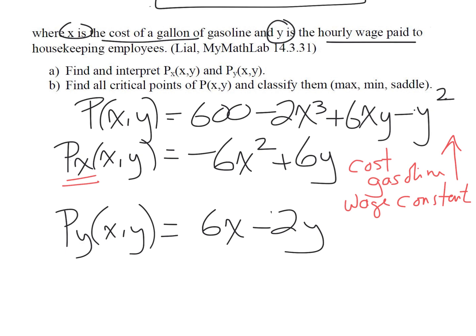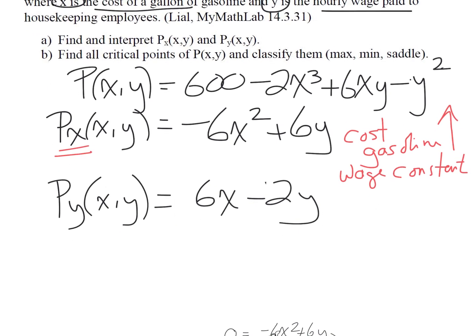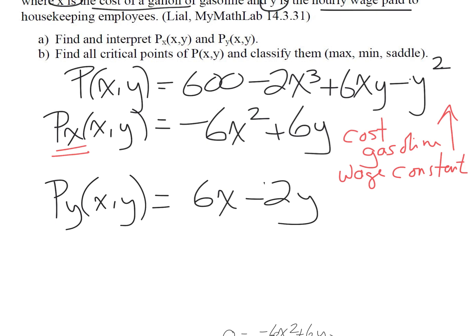Right? Does that make sense? Think about what you did mathematically to find that first partial derivative. So then if we look at p sub y of xy, interpret that within the context of the question. What does that mean?